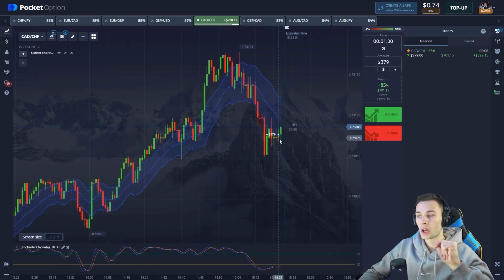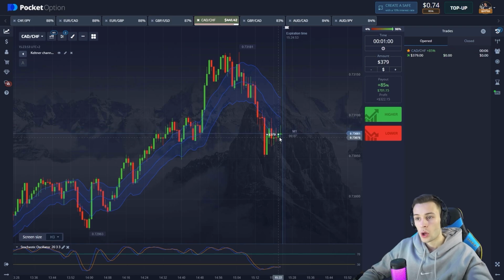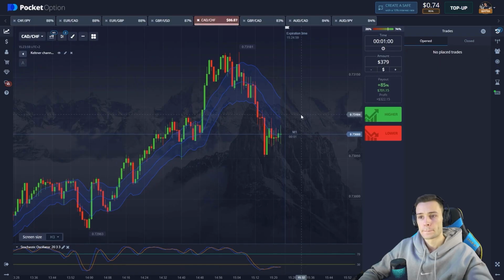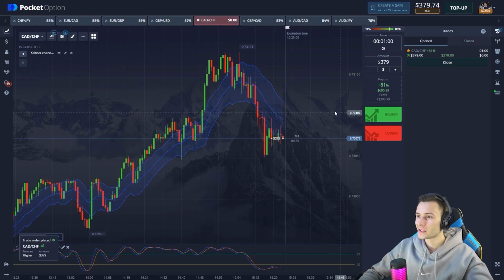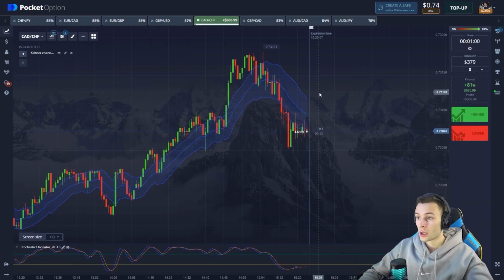We can also point out the candle has a long shadow, which is basically a bullish signal. Our position has been closed with a 0. It's okay, guys, no big deal. Let's open another one right now.